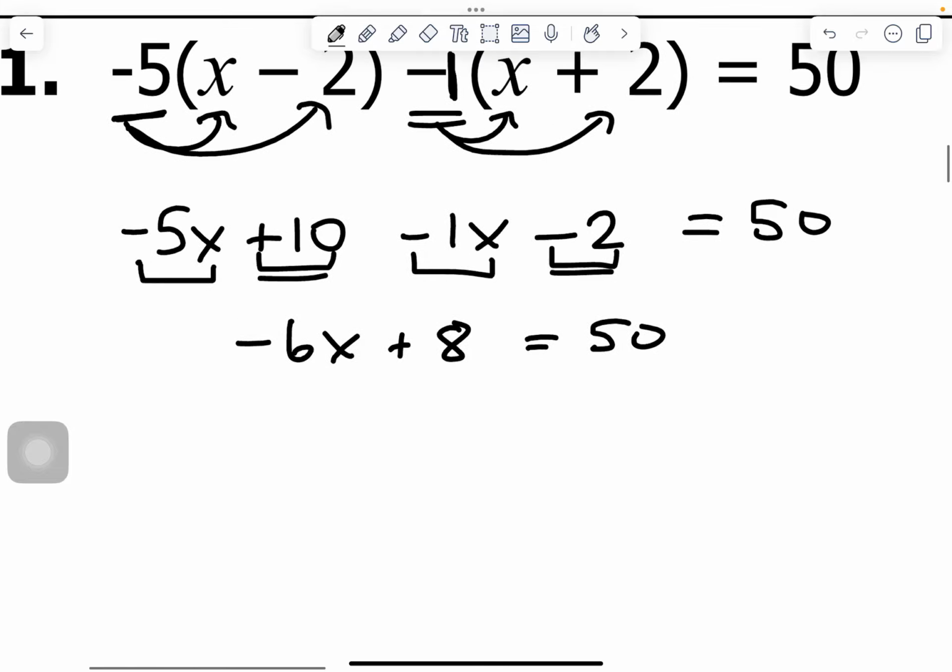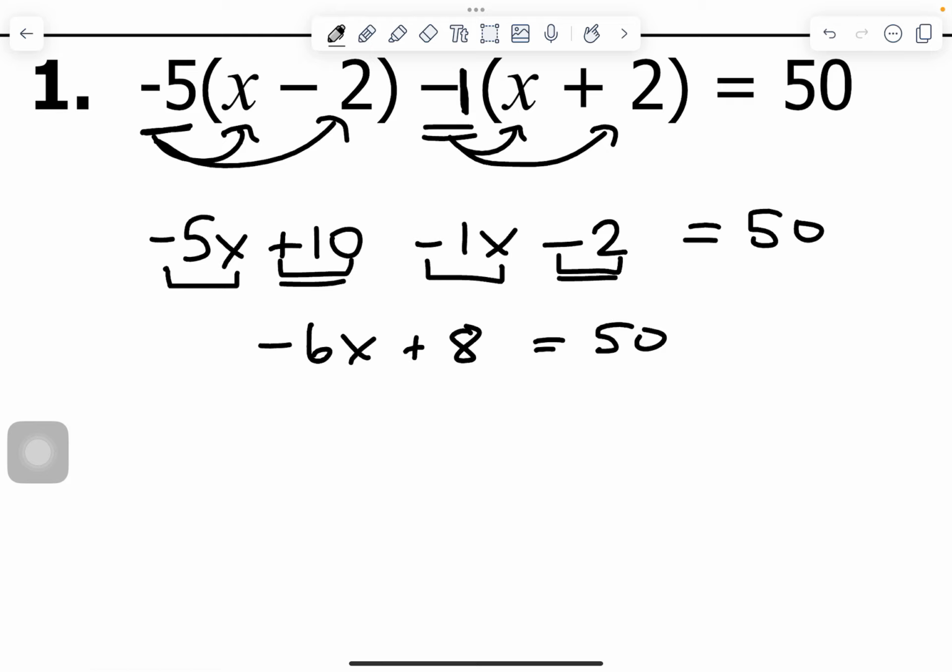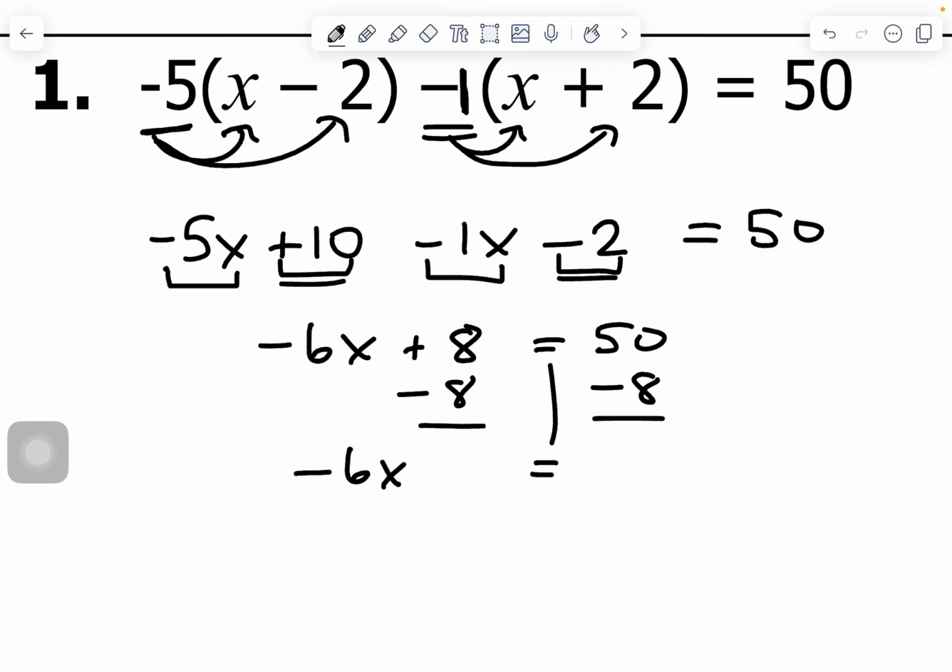After that, we're going to be looking for moving our variables to the same side, which they already are, all on the left-hand side. Now we're going to start to move all the numbers away from the variables that we have. So in this case, +8 tells us to subtract 8 from both sides of the equal sign. Bring my -6x down. My equal sign stays. 50 minus 8 gives me 42.